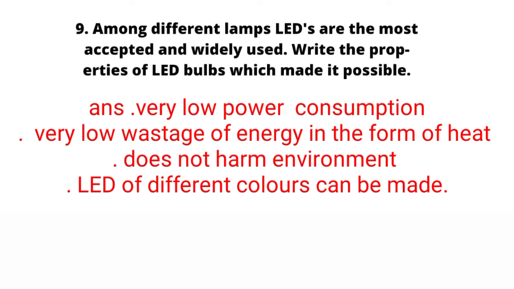Among the different lamps, LEDs are the most accepted and widely used. Write the properties of LED bulbs which made it possible. Answer, very low power consumption, very low wastage of energy in the form of heat, does not harm environment, LEDs of different colors can be made.